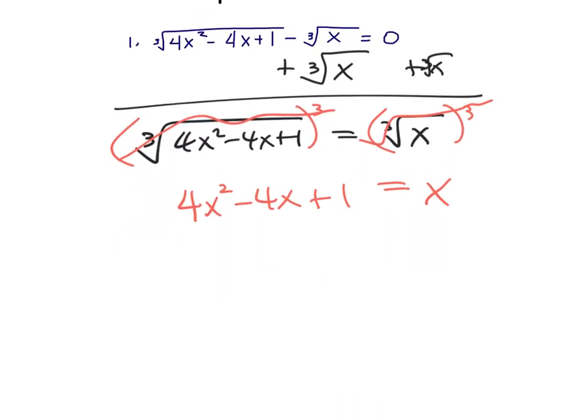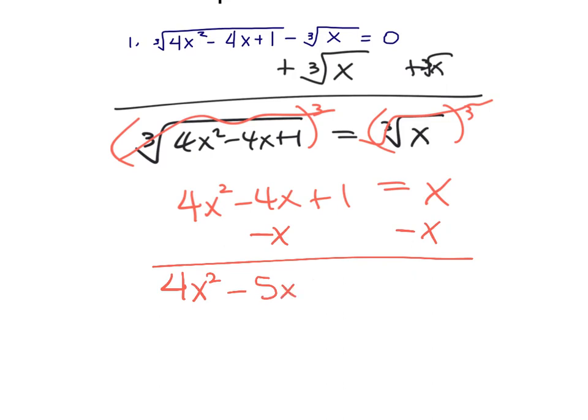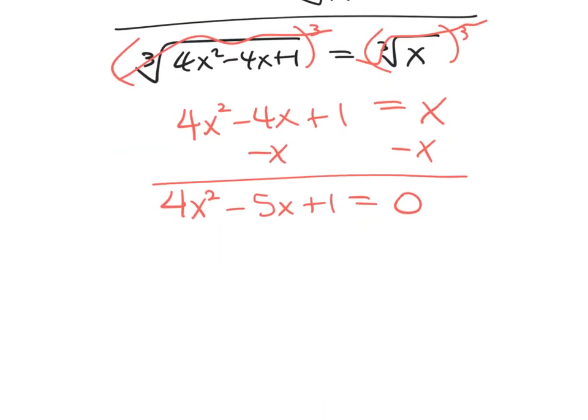I now need to get it into standard form because it is quadratic, so I can factor it. So I'm going to subtract the x. 4x squared minus 5x plus 1 equals 0. I now need to factor this. Factoring is going to be the fastest way. So I'm going to just do guess and test because my factors of 4 are 4 and 1 or 2 and 2. And my factors of 1 are just 1.